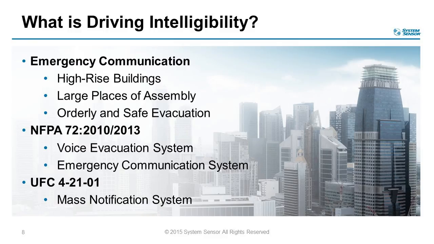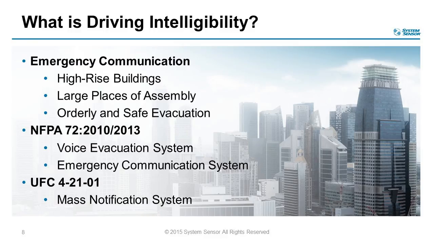So what is driving intelligibility? Well, voice evacuation systems are growing in popularity and required in more areas. That is especially critical for buildings where you have to manage the evacuation of complex building layouts, such as high-rise buildings or large assembly areas. In addition, many states and regions are moving to the 2012 edition of the International Building Code and Fire Code, which indirectly references the 2010 or the 2013 edition of NFPA 72.